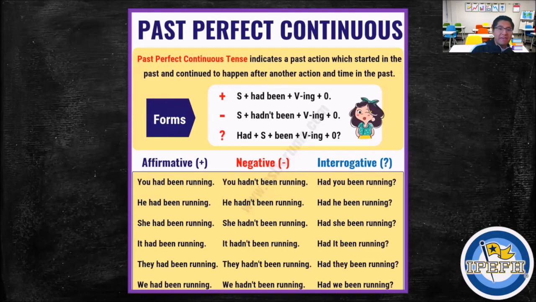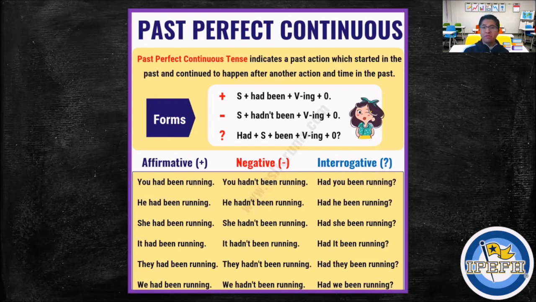In this case, for the positive sentence, we need the subject plus had been plus the verb with ing plus complement. For the negative, we have almost the same: the subject plus hadn't been or had not been plus verb with ing plus the complement. And for the question form, we need had plus the subject plus been plus the verb with ing plus the complement.